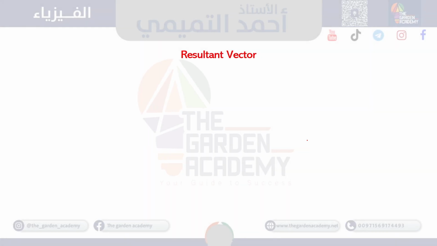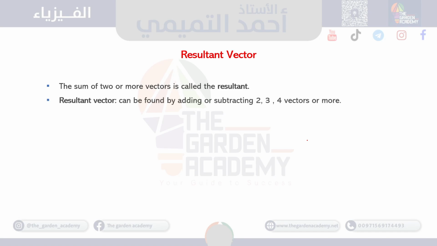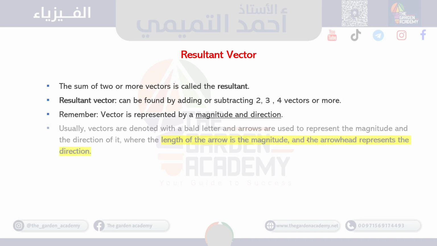Now, let's go back to the resultant vector because this is basically the most important part of this section. أولاً, the summation of two or more vectors is called the resultant. A resultant vector can be found by adding or subtracting 2, 3, 4 vectors or more. Remember, a vector is represented by a magnitude and a direction.